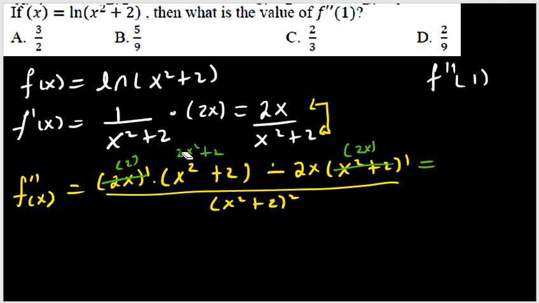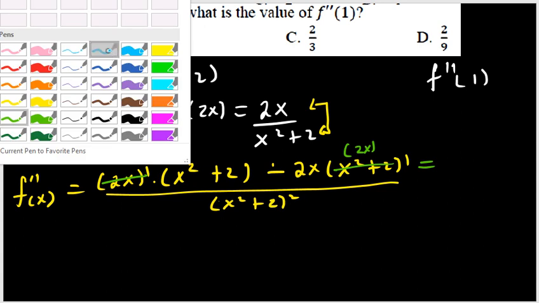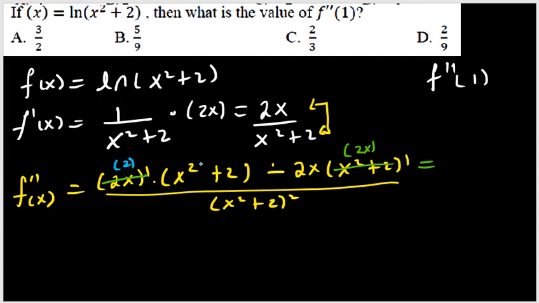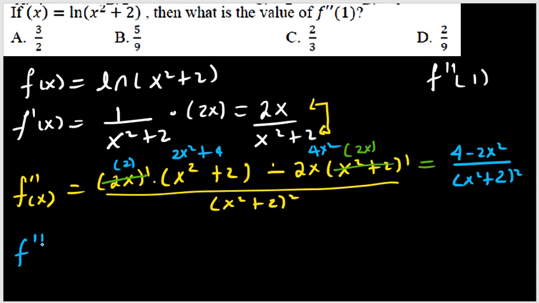Let's try to use another marker. This is 2. When you multiply it, it will be 2x squared plus 4, and here it will be 4x squared. So when you finish it, it will be 4 minus 2x squared, the whole over (x squared plus 2) the whole squared. Now the second derivative at 1 means when we insert 1, it's going to be 2 over (1 plus 2), 3 squared, 9. So the answer will be 2 over 9, that is D.